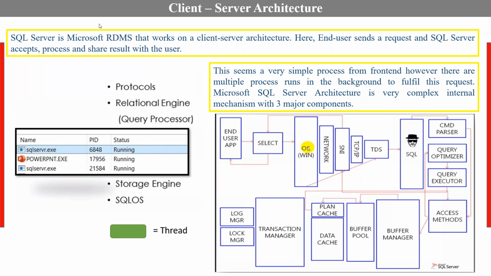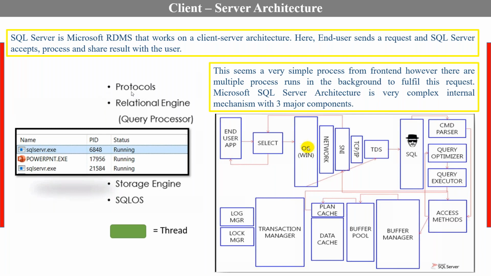That is what I mentioned here. This seems a very simple process from the front end. However, there are multiple processes running in the back end to fulfill this request. Microsoft SQL Server architecture is a very complex internal mechanism with three major components. What are the three major components?